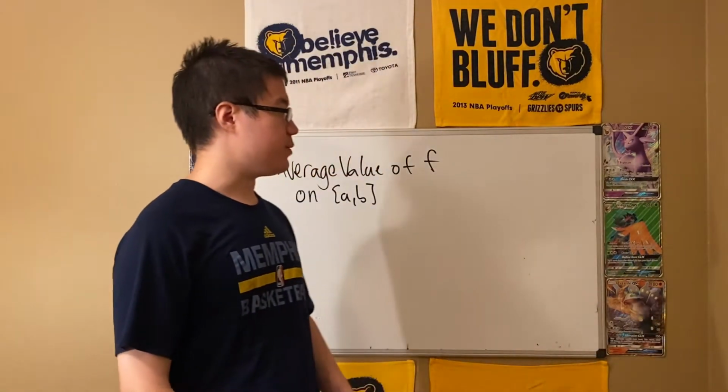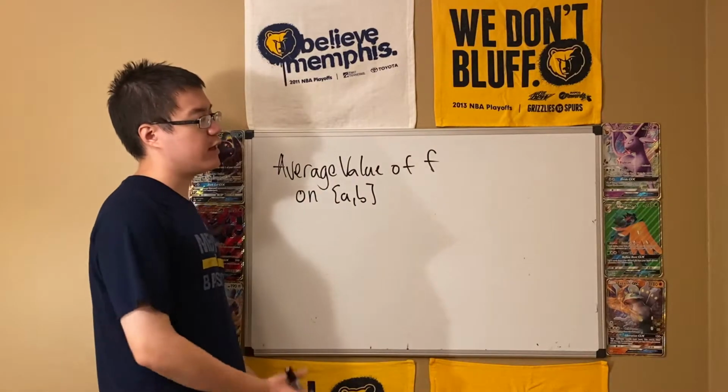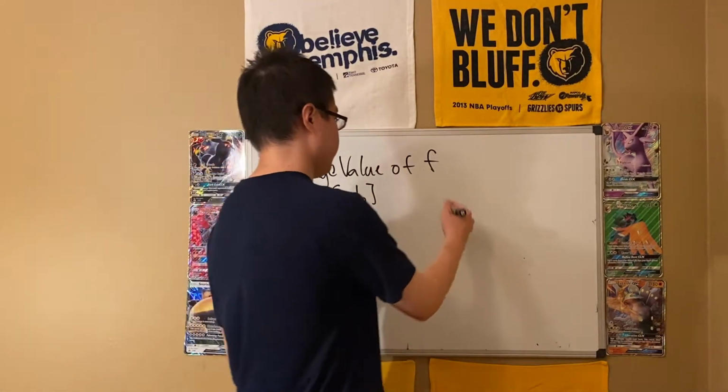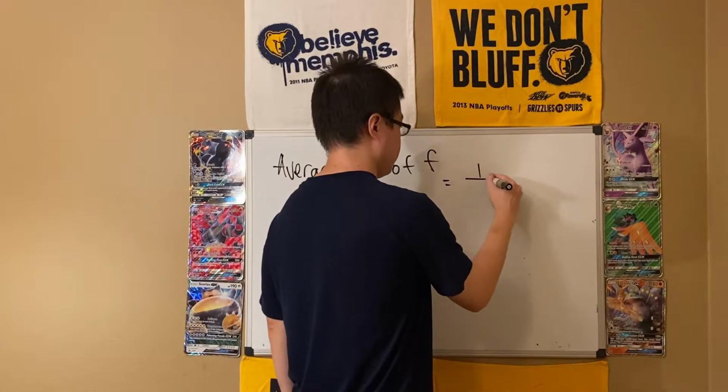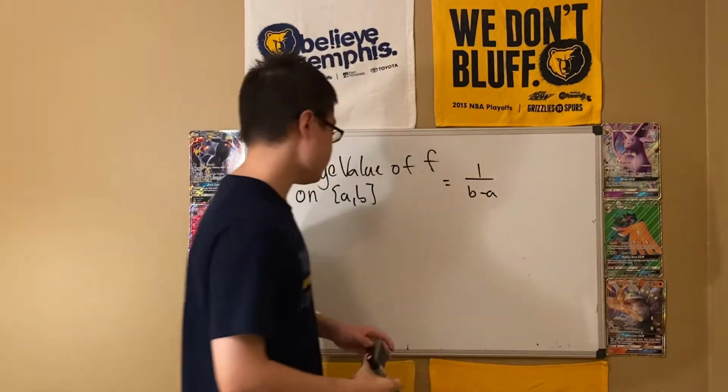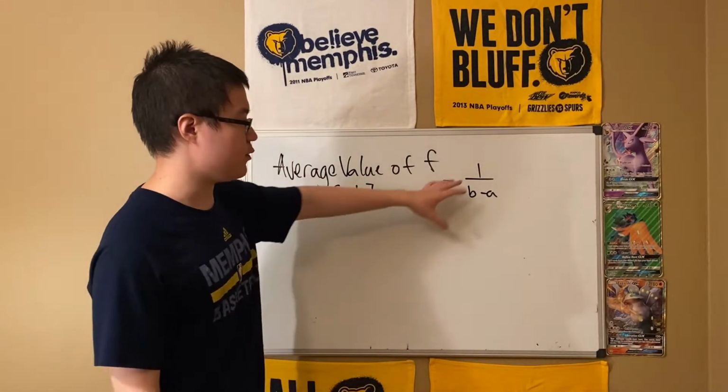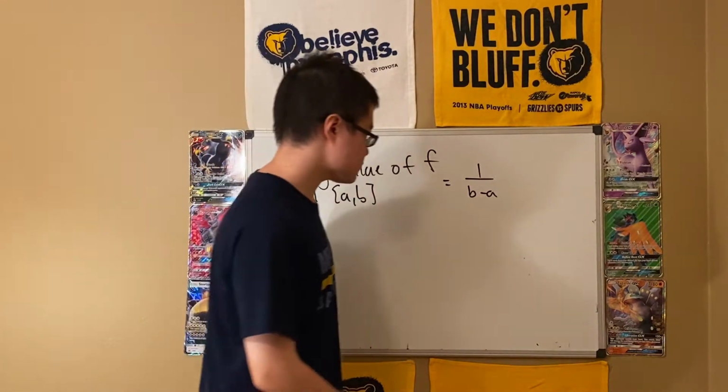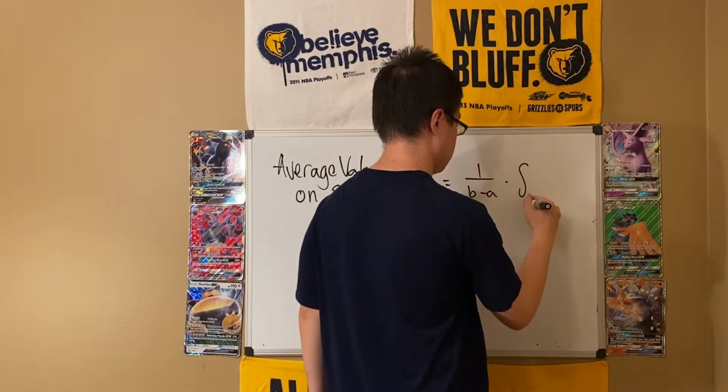Not the best graphical interpretation, but the graphical interpretation actually doesn't matter that much. Again, it's the formula that matters. And the formula is 1 over b minus a, so that's the interval, the right endpoint minus the left endpoint in a fraction, times the integral.